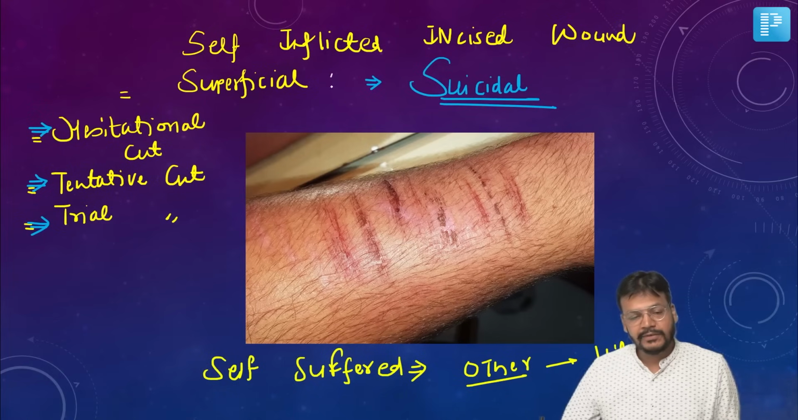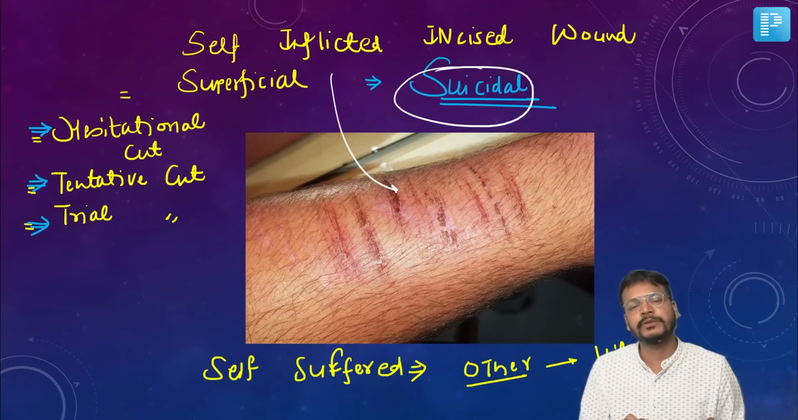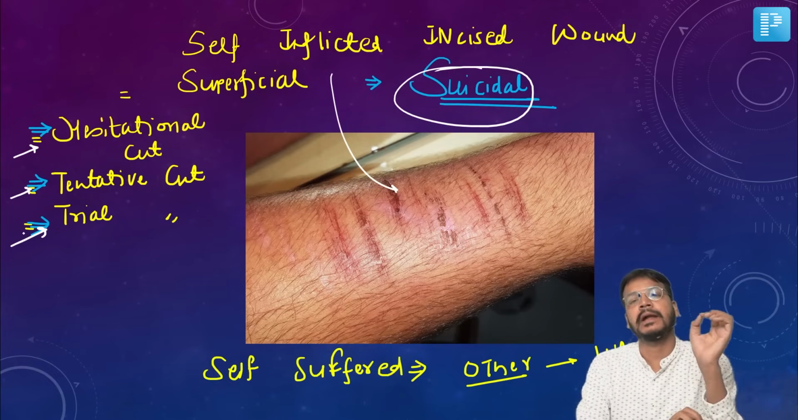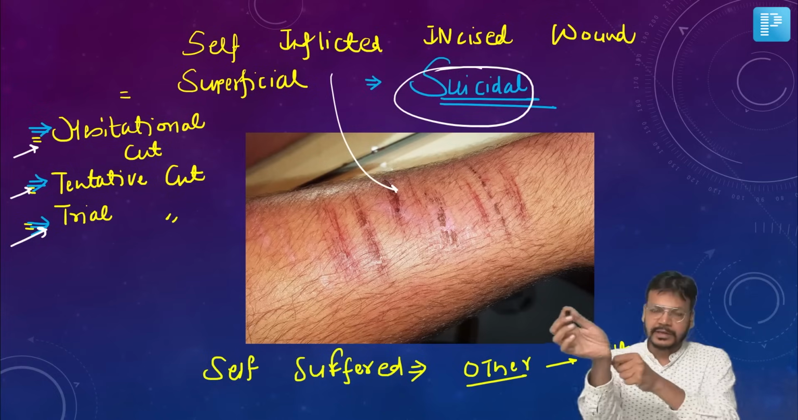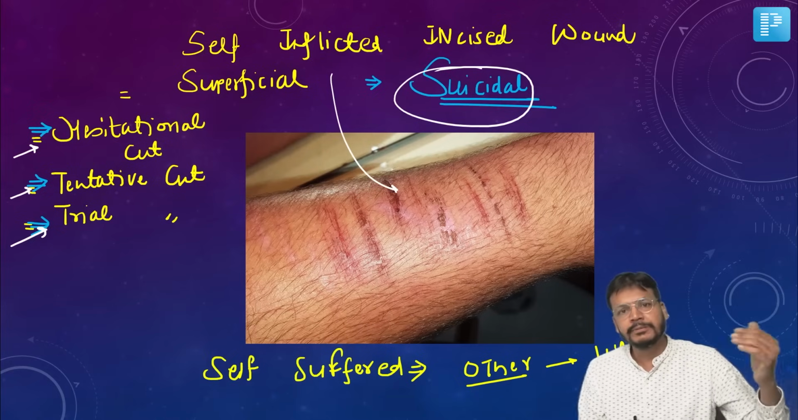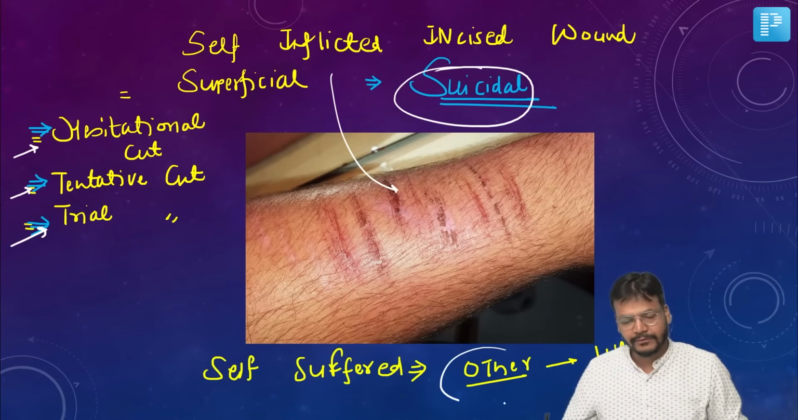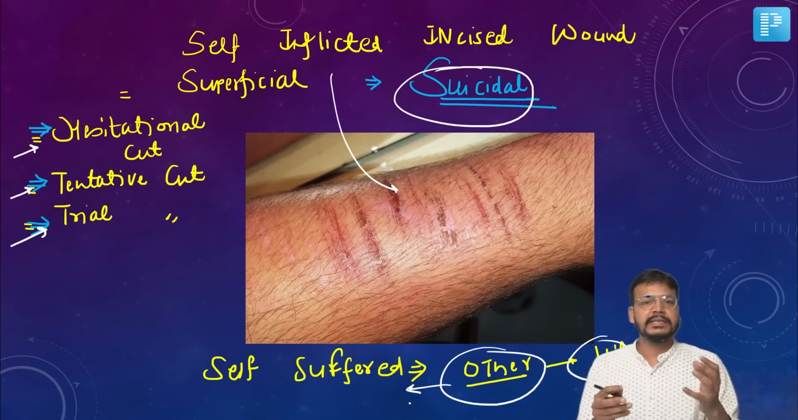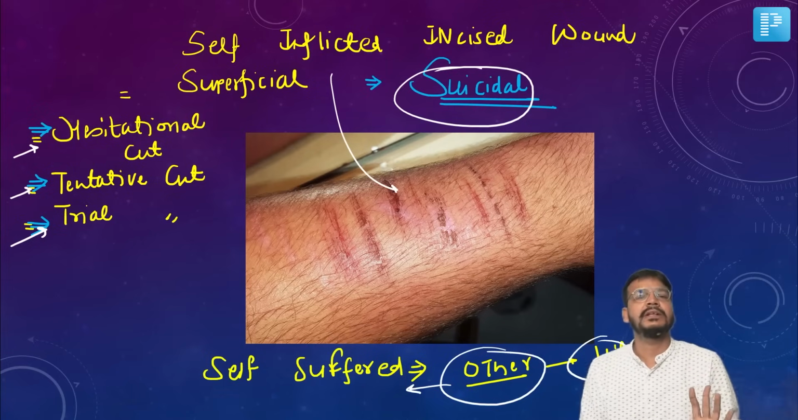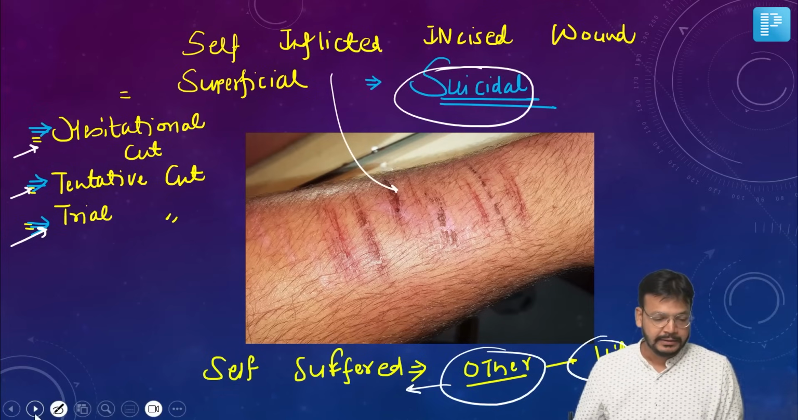Sir, this is a self-inflicted suicidal wound. These are superficial, commonly seen on the flexor aspect of the forearm. These are known as hesitational cuts, tentative cuts, or trial cuts. These you are inflicting on your own body. This is self-inflicted. But if you take help of some other person to get injured, if you tell someone to injure you, that is known as self-suffered. One is self-inflicted, another is self-suffered. Both are fabricated wounds. That's a very important one.